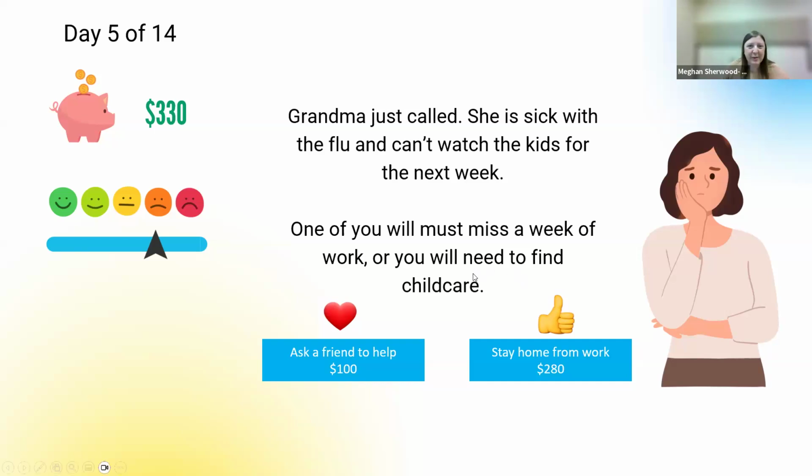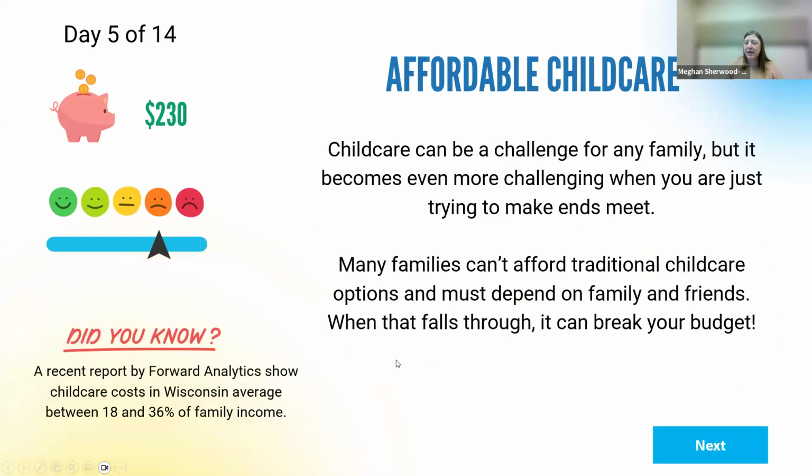Okay. We will go ahead and ask a friend for help, knowing that that has the lower impact on our budget. Even though the Thompsons have school-age children, we still need childcare, right? After-school programming and childcare can be a challenge for any family, but it becomes even more challenging when you're trying to make ends meet. Many families can't afford traditional childcare options, and they often have to depend on juggling between family and friends. And when that falls through, that can really throw things into chaos.